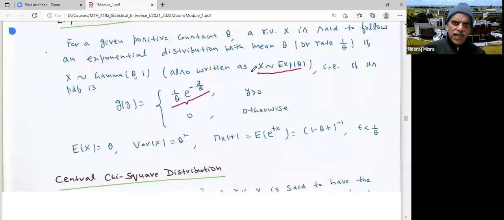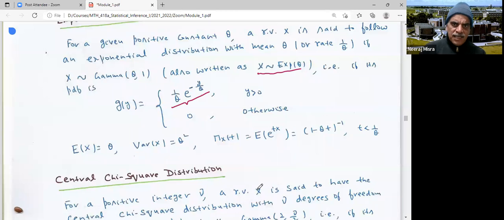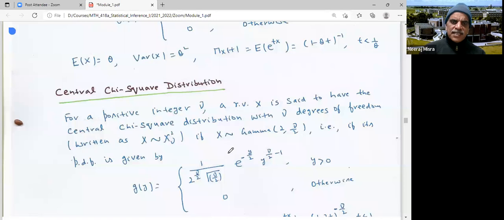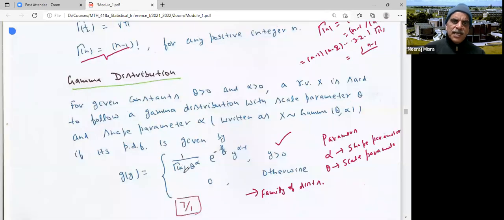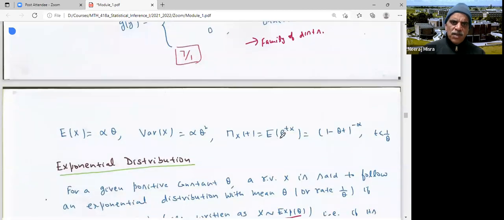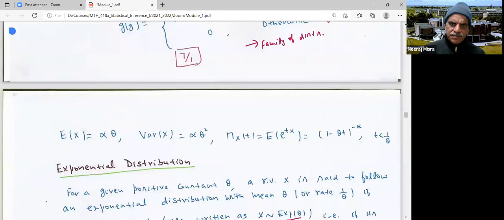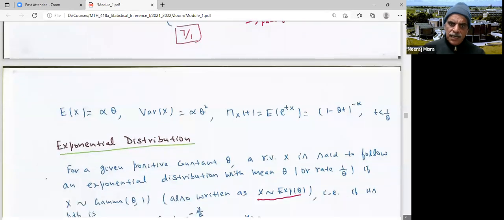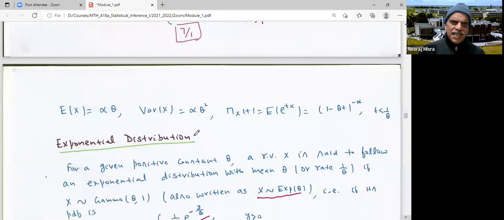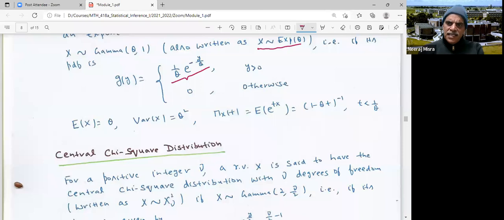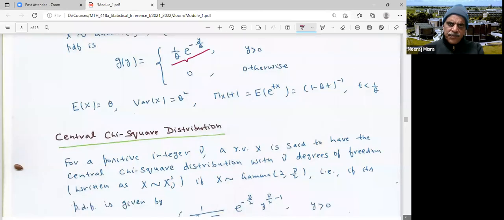You can see if I put alpha as 1 in the gamma distribution, I get y to power 0. So you get density only as e to the power minus y by theta. And gamma of 1 is 1. So theta power alpha becomes 1 by theta. So the density is 1 by theta e to power minus y by theta. So its mean is theta, variance is theta square, moment generating function is 1 minus theta t to power minus 1.